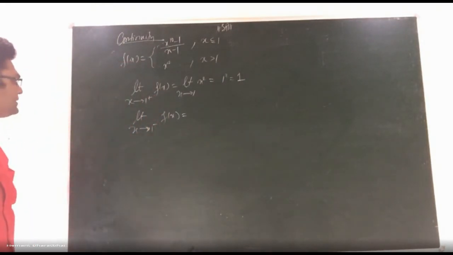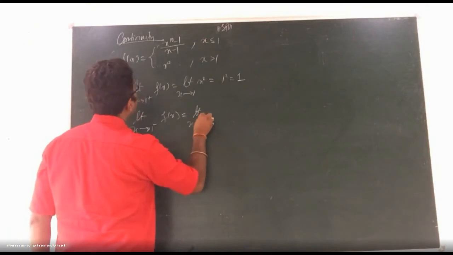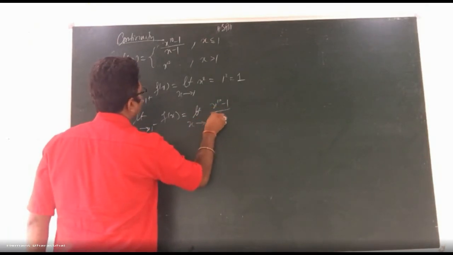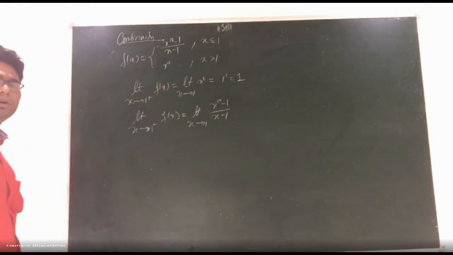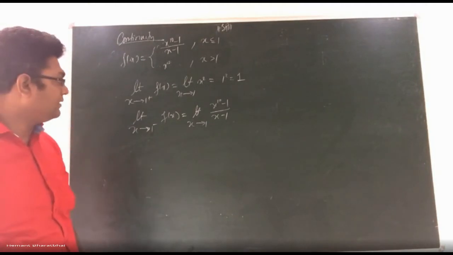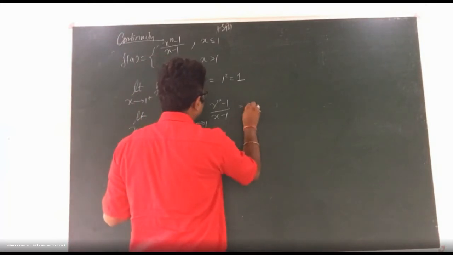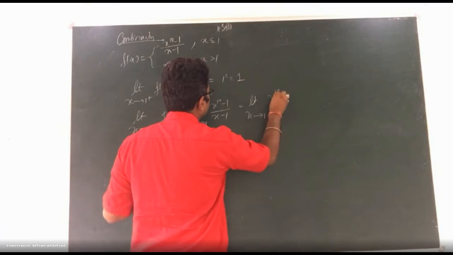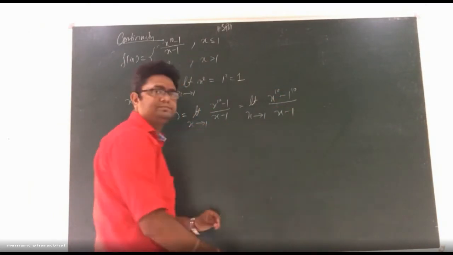When I substitute, I'll get 1 squared, that is 1. When I do limit of x tends to 1 minus of f of x, that will be limit of x tends to 1 of (x^10 minus 1) upon (x minus 1). Now if I substitute the limit, I will get 1 minus 1, 0, that is 0 upon 0, an indeterminate form. So I will have to solve this. I can write this as limit of x tends to 1 of (x^10 minus 1^10) upon (x minus 1).